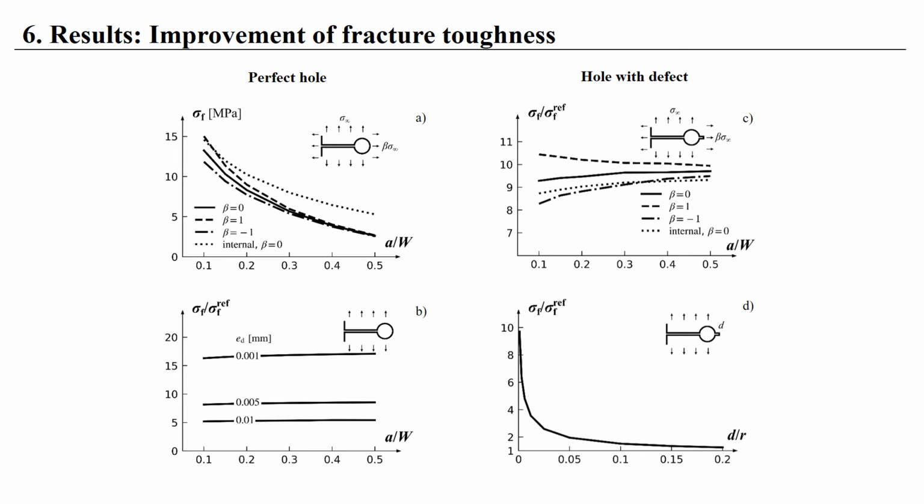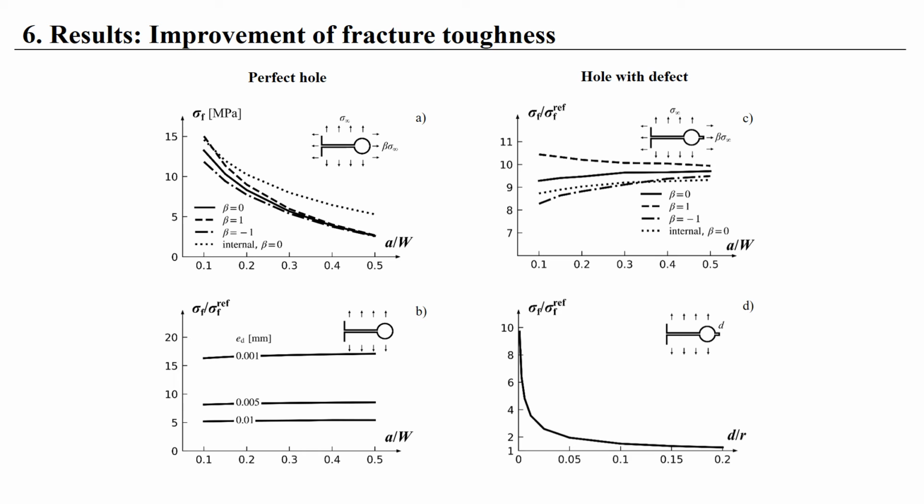The results in Figure A compare the failure stress for different boundary conditions and loading conditions. For long cracks, the biaxiality factor beta has no influence on the failure stress sigma f. Differences between the different loading conditions appear for shorter cracks. The failure stress for trapped internal cracks is higher than for trapped surface cracks.